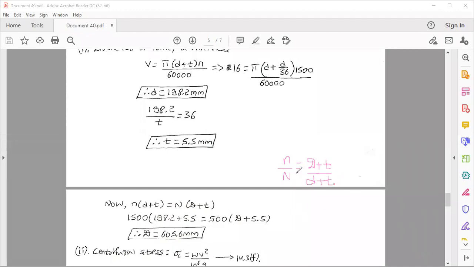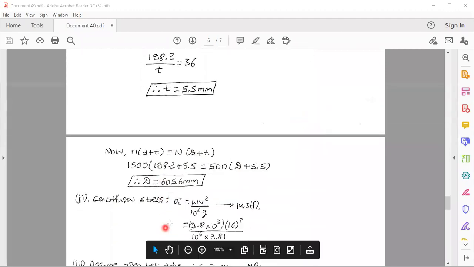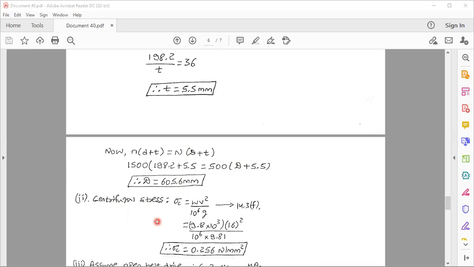Now substitute the values of small n, capital N, t and small d. Substitute all the values, you are going to get the diameter of the larger pulley. This is how you need to calculate the diameter of the larger pulley. And the next one is the centrifugal stress. If you see the data book, in equation 14.37, the stress in the belt due to the centrifugal force, that is TC. Because of that, the centrifugal stress will be induced in the belt.